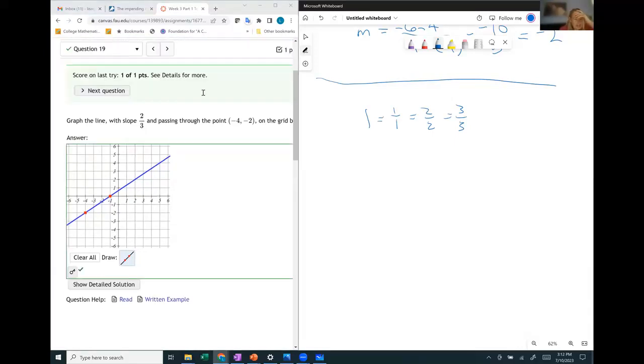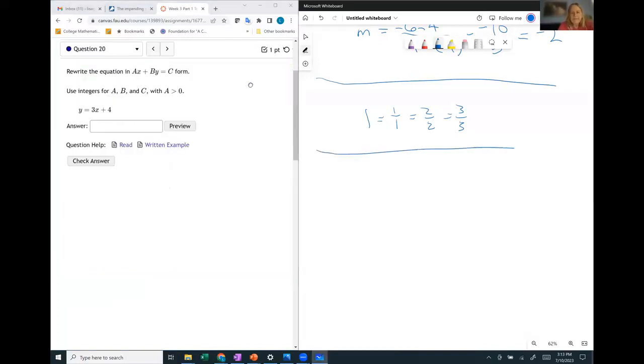Okay, so if I start again, I start with the point. Remember, I have to have a starting place. So I go to -4, -2. That's my start. So that's my starting dot. And then the slope is the rise. So I'm going up 2 and over, of course, 3. 1, 2, 3. Okay, there's another dot. And then the rest of the line just goes.